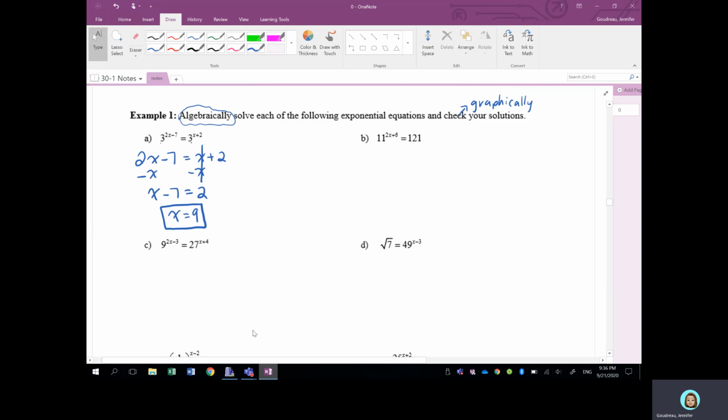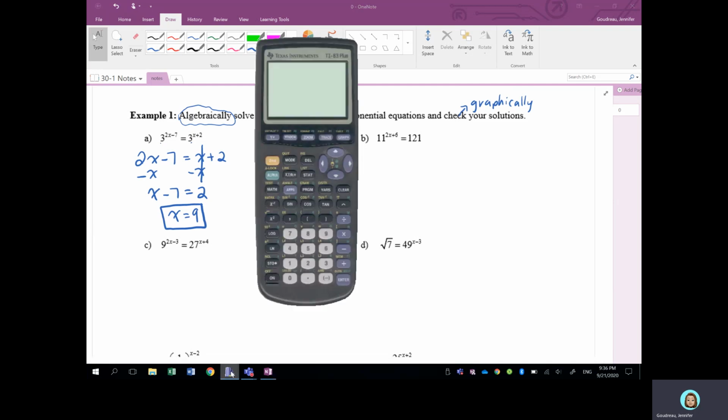Let's go to our calculator now to graph and see if we get that same solution. So into y1, we're going to put the first exponential expression, which was 3 to the power of 2x minus 7. And into y2, we're going to put the other side of the equation, 3 to the power of x plus 2.